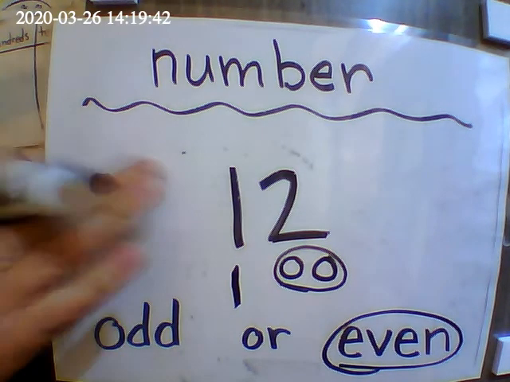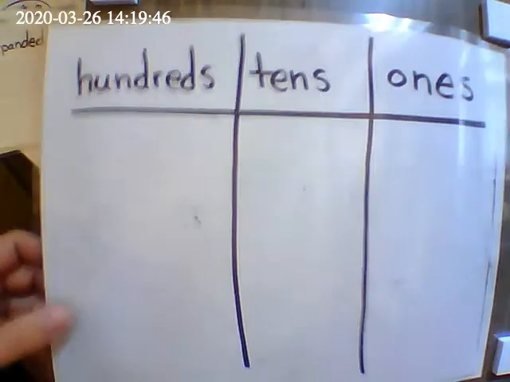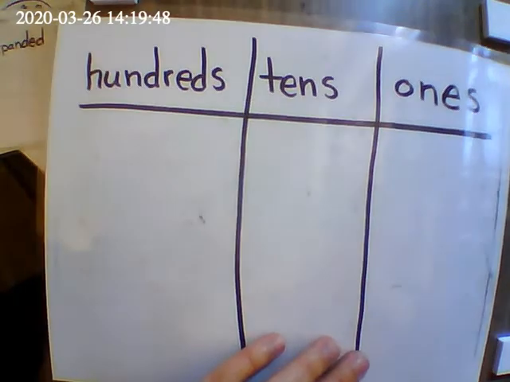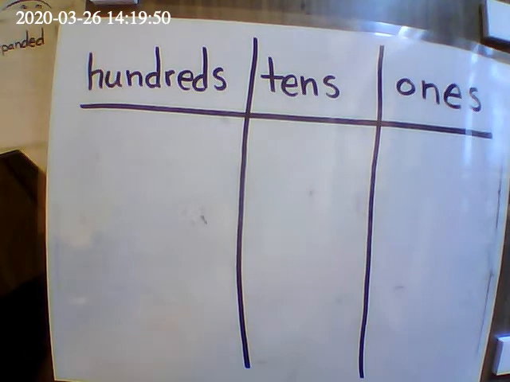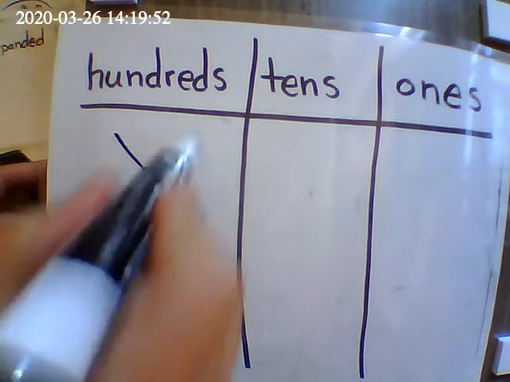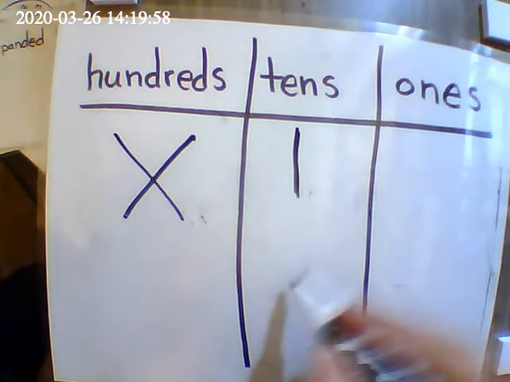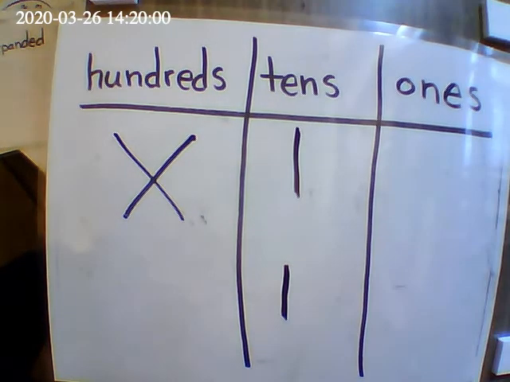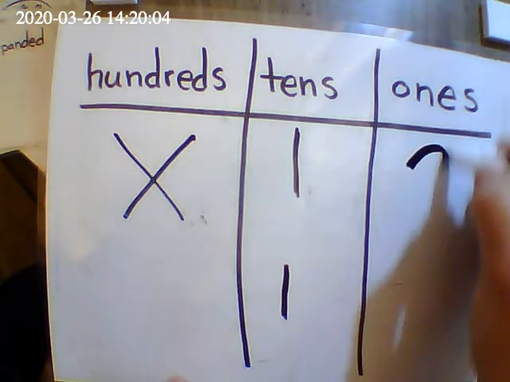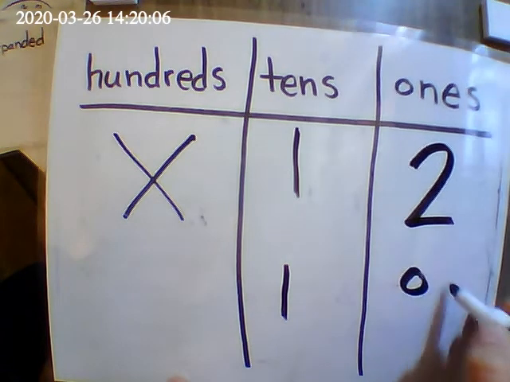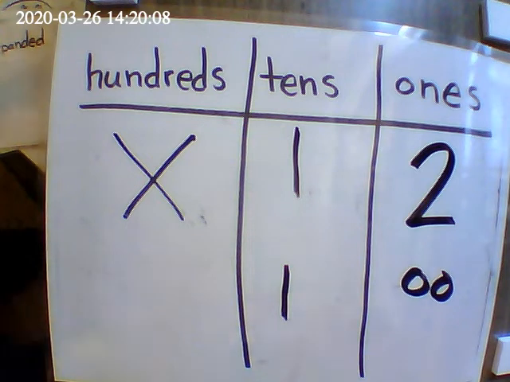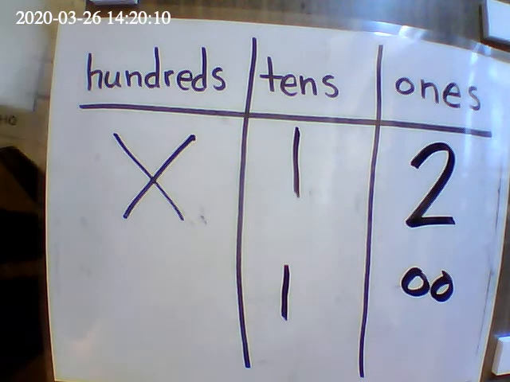Okay, moving on. Using our number 12, we're going to look at our hundreds, tens, and ones. There are how many hundreds in 12? None, or 0. How many tens are in the number 12? We said there's 1 ten. And how many ones are in the number 12? 2 ones. Using this form, we're going to move into our expanded form.